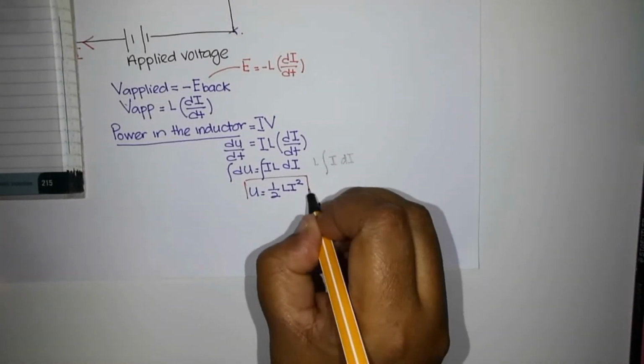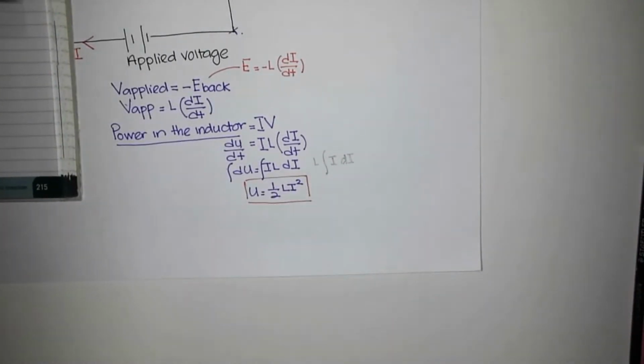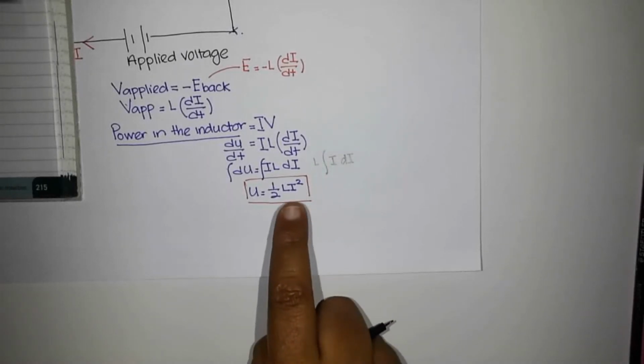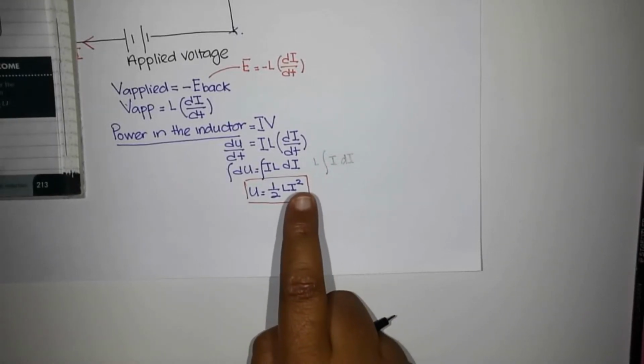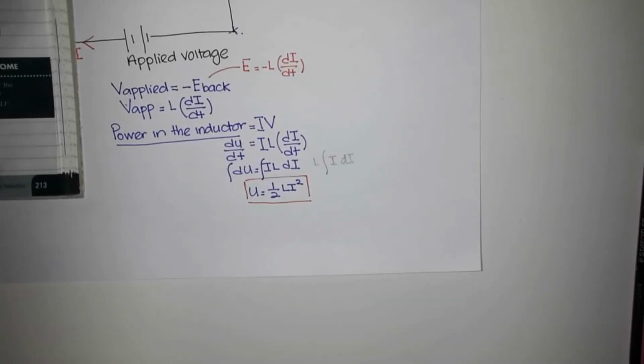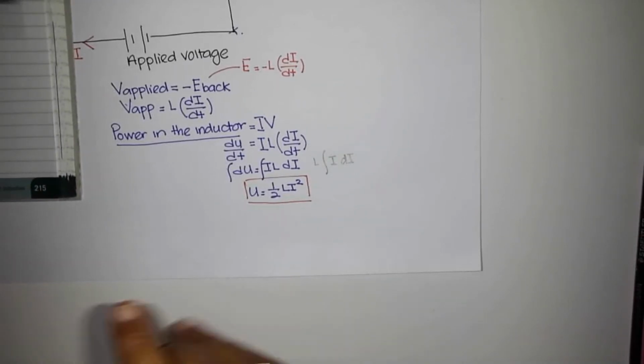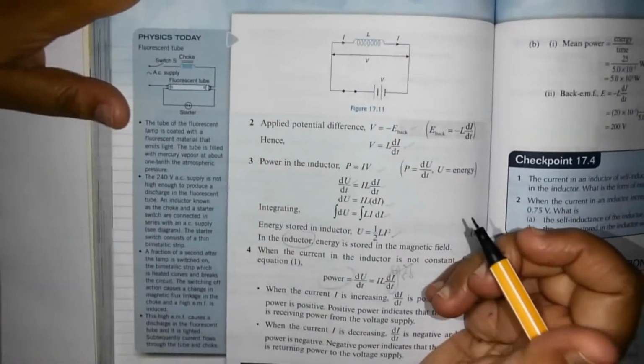So this is the formula. Our learning outcome wants us to know how to use the formula. So we have to learn how to use the formula. If you look at your textbook, you will see the same thing.